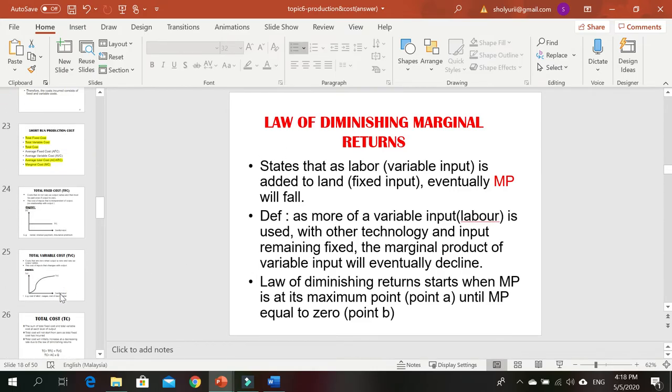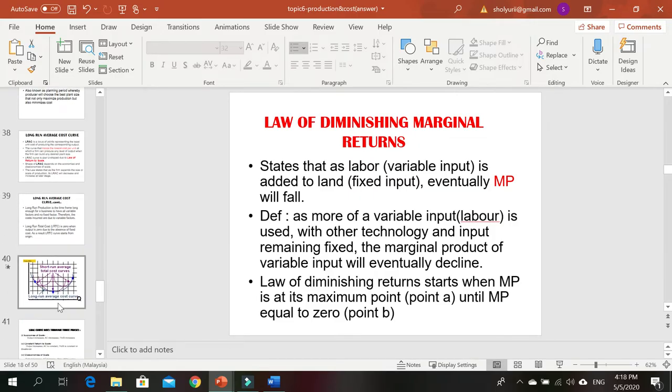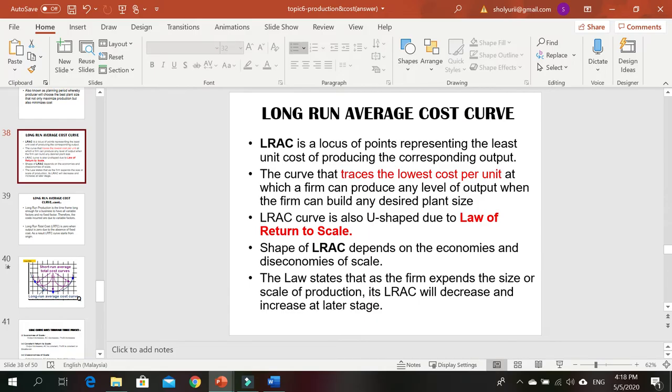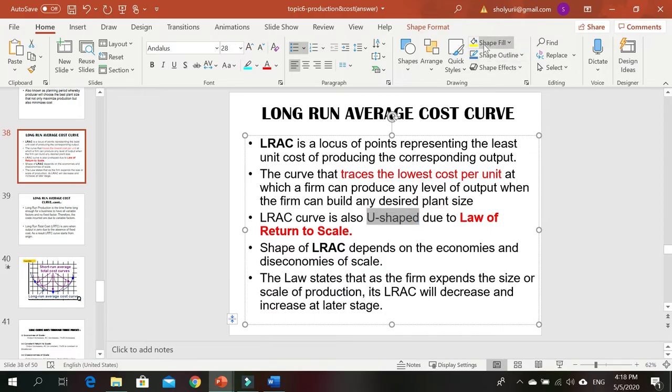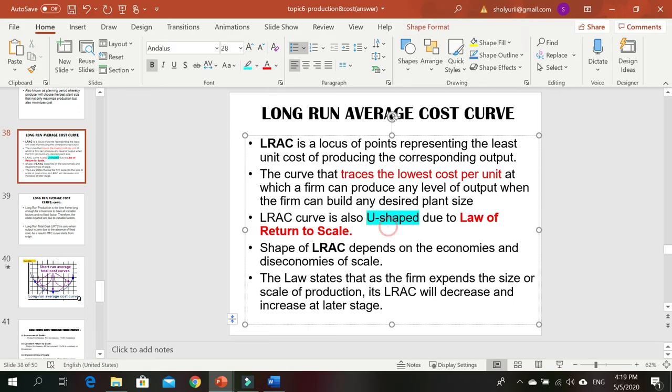In the long run, there is a law that governs the production process, the cost in the long run. There is no law for short run cost. There is a law that governs the long run cost, which is the law of returns to scale. Please memorize the full name of this law. Okay, so this law causes our long run average cost curve to become U-shaped. Its shape will be a U.